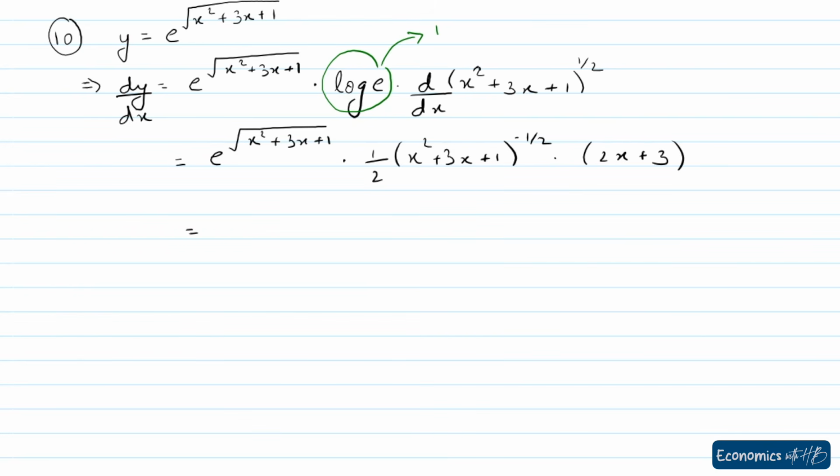Simplifying, we get 2x plus 3 into e to the power under root of x square plus 3x plus 1, whole of this over 2 into under root of x square plus 3x plus 1.